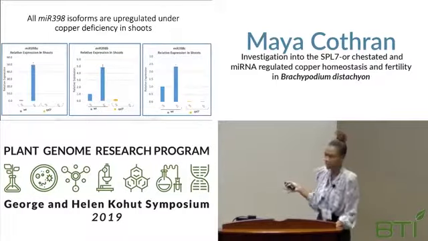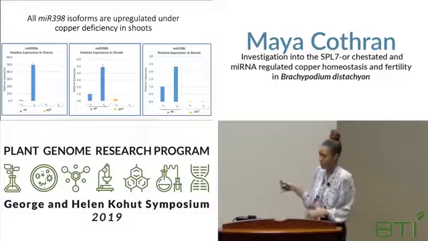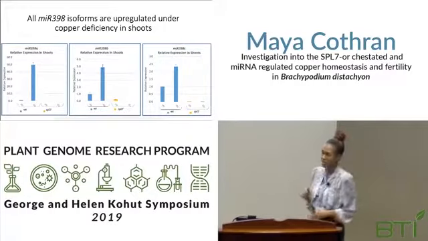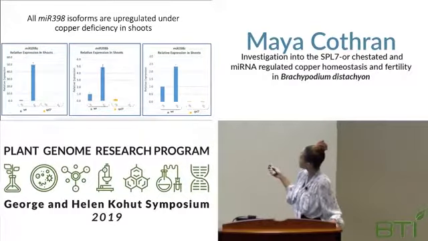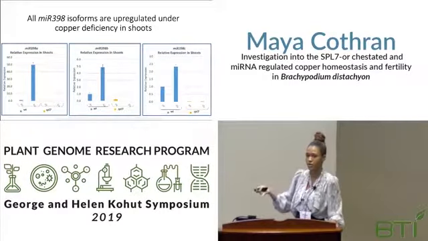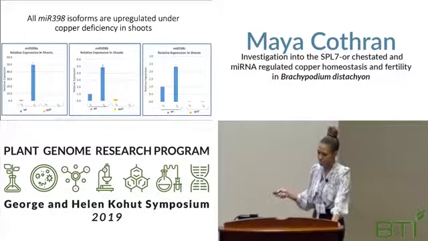All right, so alternatively, in shoots, microRNA 398A and B and C are all upregulated in copper deficiency, which is important because it shows that it is involved in this copper homeostasis regulation system.